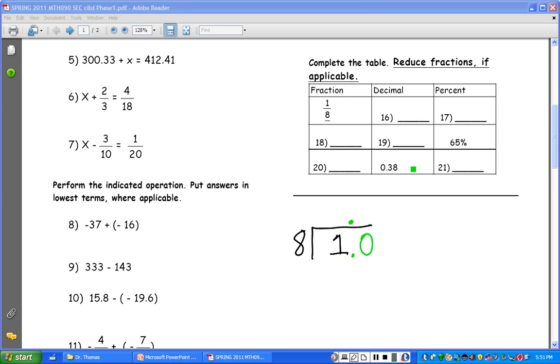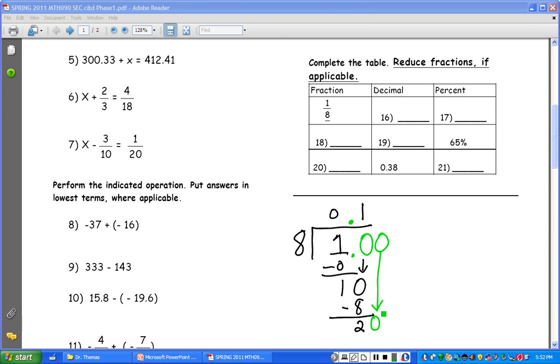Alright. I actually like to go 8 goes in 1 0 times. I like doing that. Alright. And then you bring down your 1. Then you bring down the next number 0. How many times does 8 go in 10? 1 time. 1 times 8 is 8. Subtract. Then you get 2. Then you bring down another 0. So you need to keep on adding zeros until it terminates.